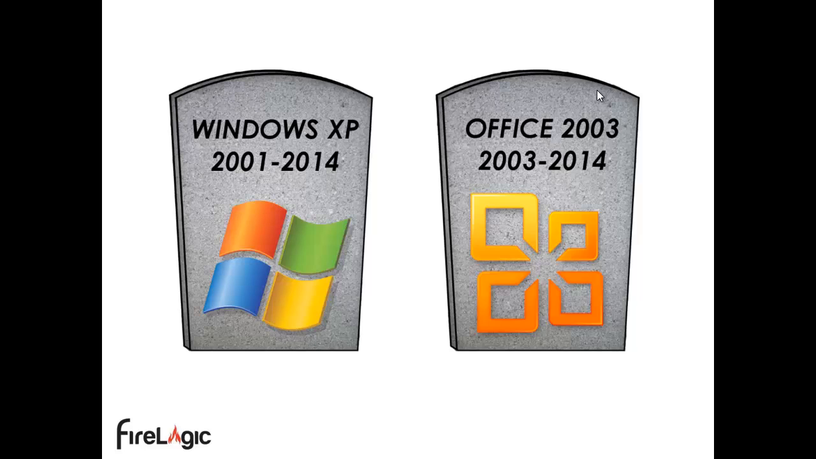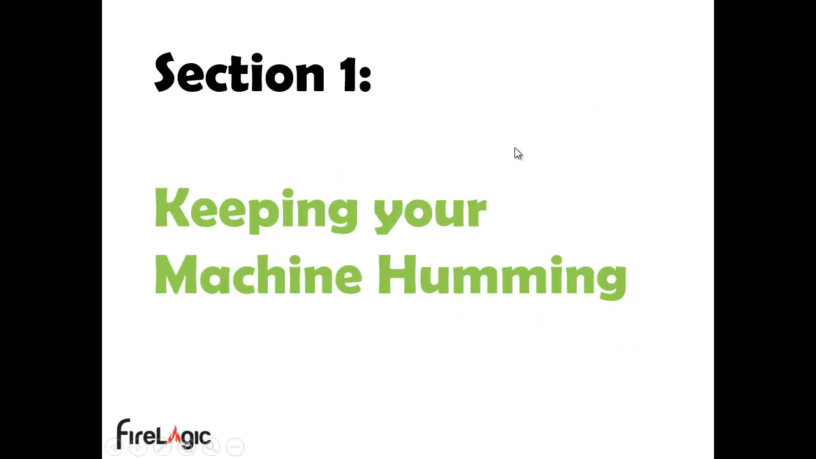So if you haven't started thinking about doing an upgrade, now is the time to do so, because that is only days away. And don't worry, any new computer you get will most likely have either Windows 7 or Windows 8 on it, so you shouldn't need to worry about any backward compatibility from any major vendor, such as Best Buy, Amazon, and so forth. All right, enough about that. So section 1, let's dive right into it.